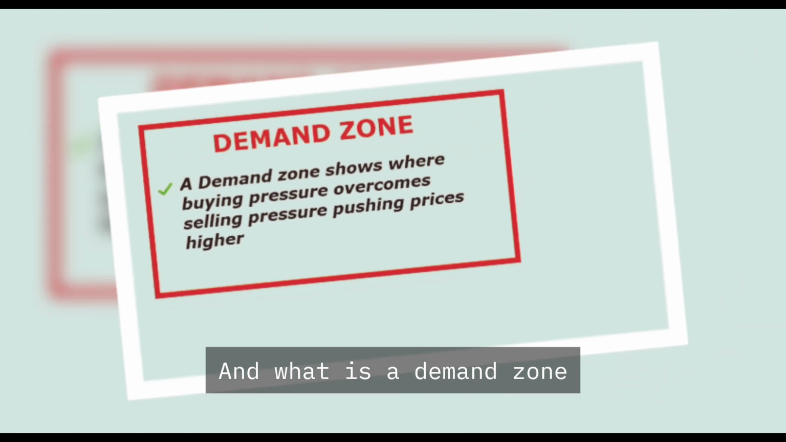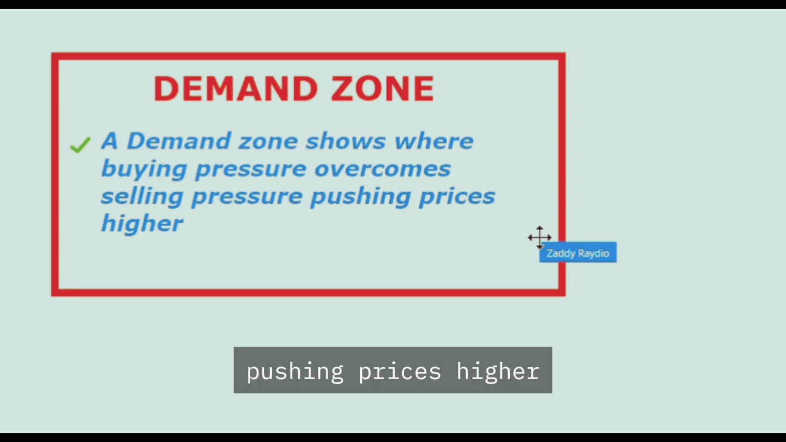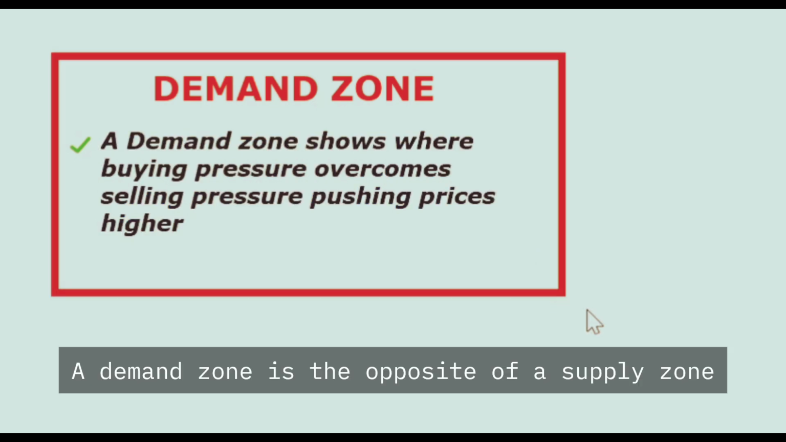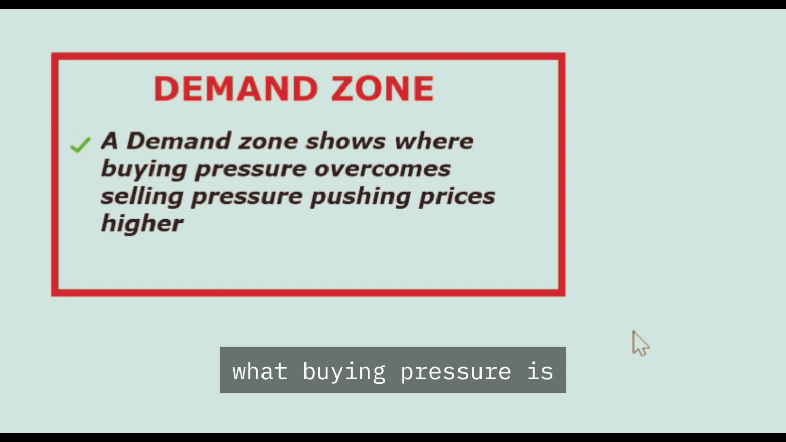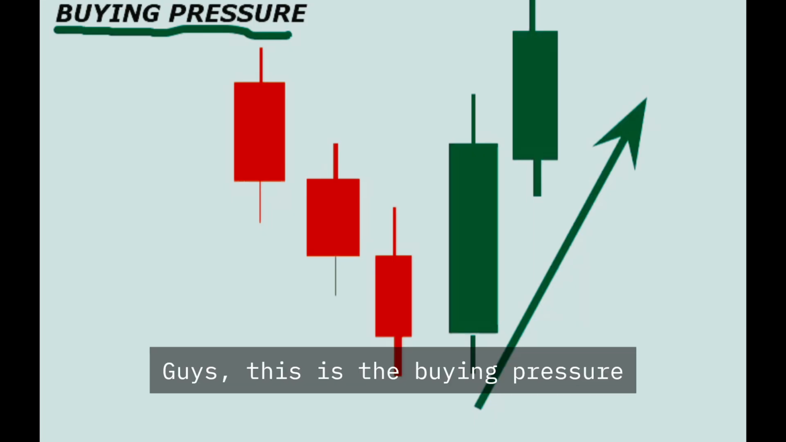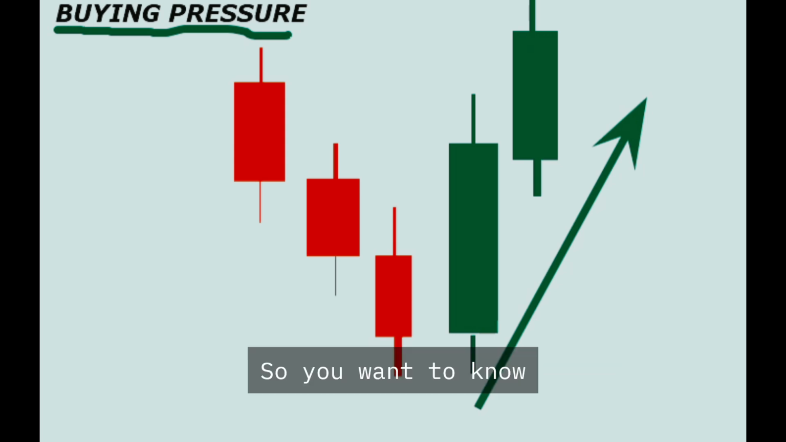And what is a demand zone? A demand zone shows where buying pressure overcomes selling pressure, pushing prices higher. A demand zone is the opposite of a supply zone. So let me show you what a buying pressure is. Guys, this is a picture of the buying pressure. So you want to know what a buying pressure is.